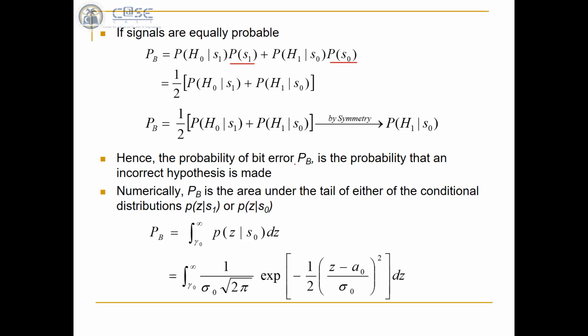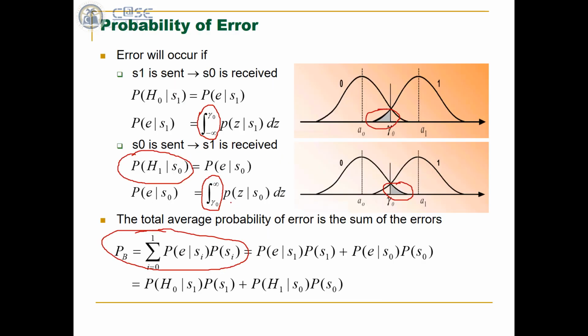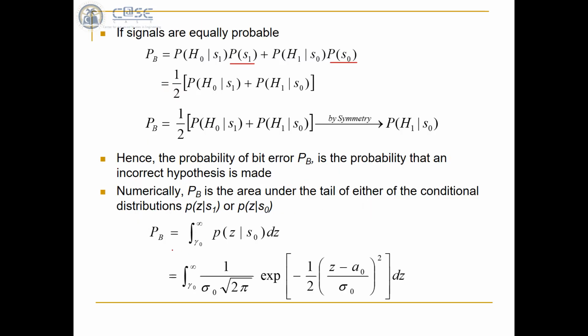Hence the probability of bit error PB is the probability that an incorrect hypothesis is made, and next we are going to substitute this probability, and it's nothing but the area under the curve of this PDF. Like I said earlier, this is equivalent to integrating the tail probability of Z given S0 starting from gamma naught till infinity. It's repeated here, right?